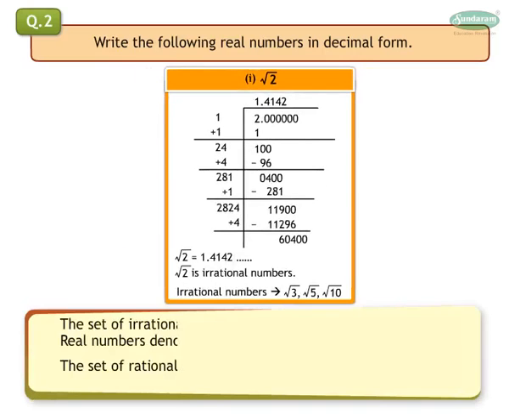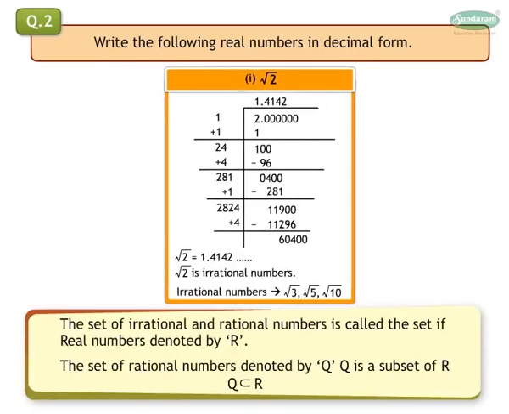The set of irrational and rational numbers is called the set of real numbers, denoted by R. Therefore, the set of rational numbers, denoted by Q, is a subset of real numbers, denoted by R.